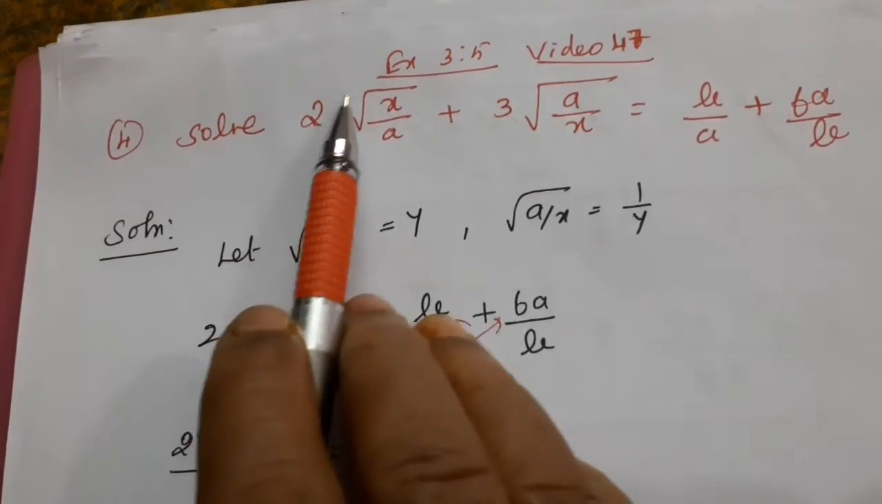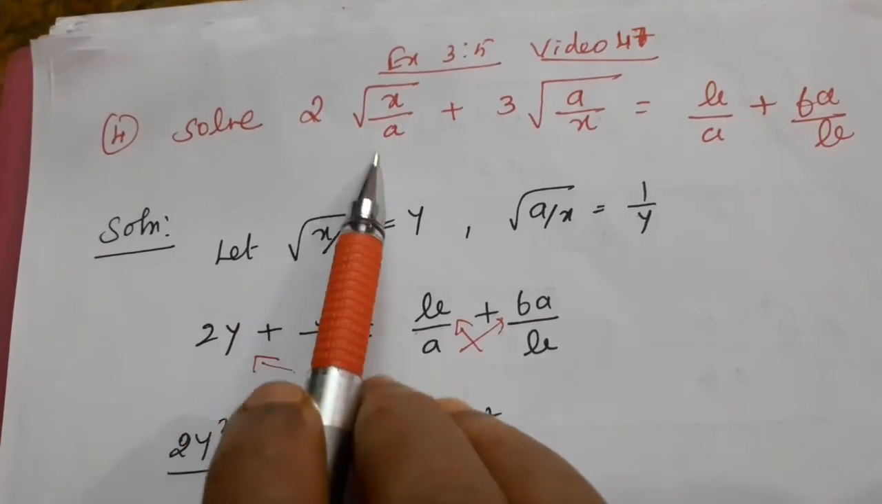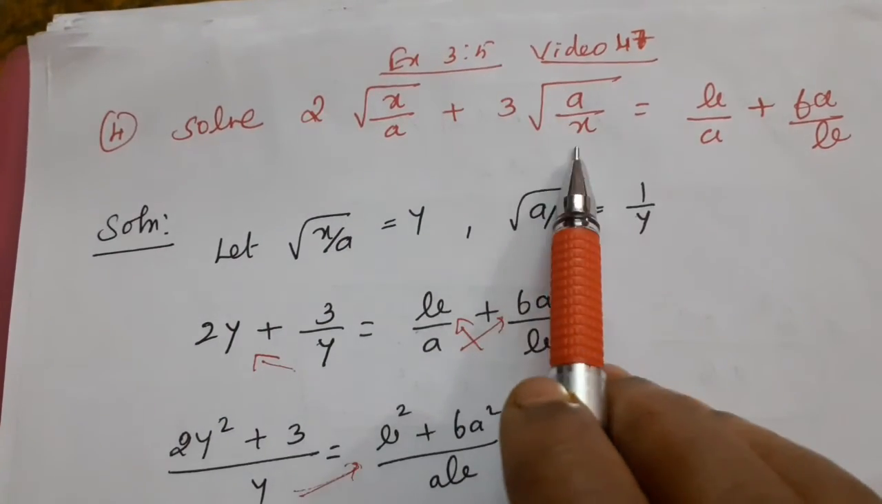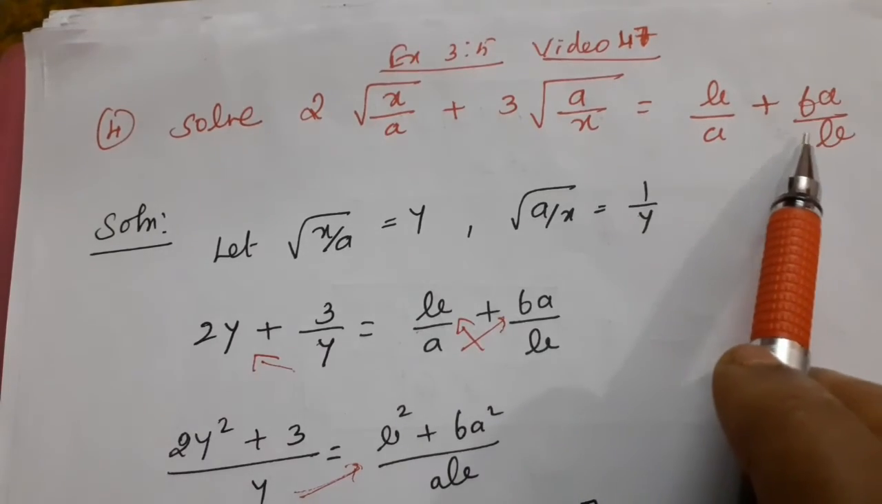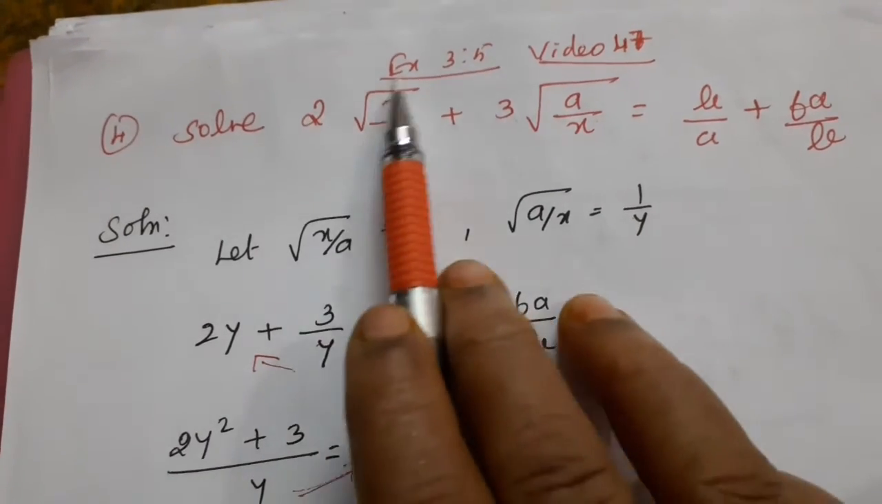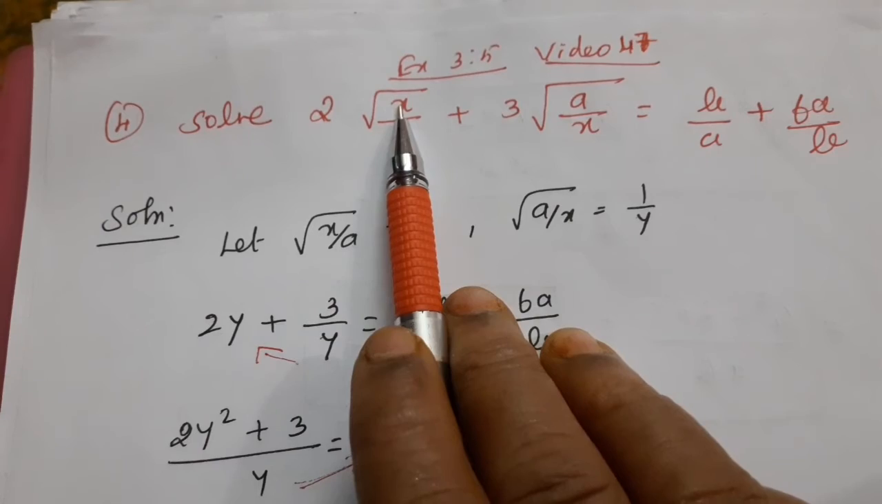So this is a very important sum. Exercise number 3.1: solve 2 root of x by a plus 3 root of a by x is equal to b by a plus 6a by b. We are going to solve, which means nothing but find the value for x.